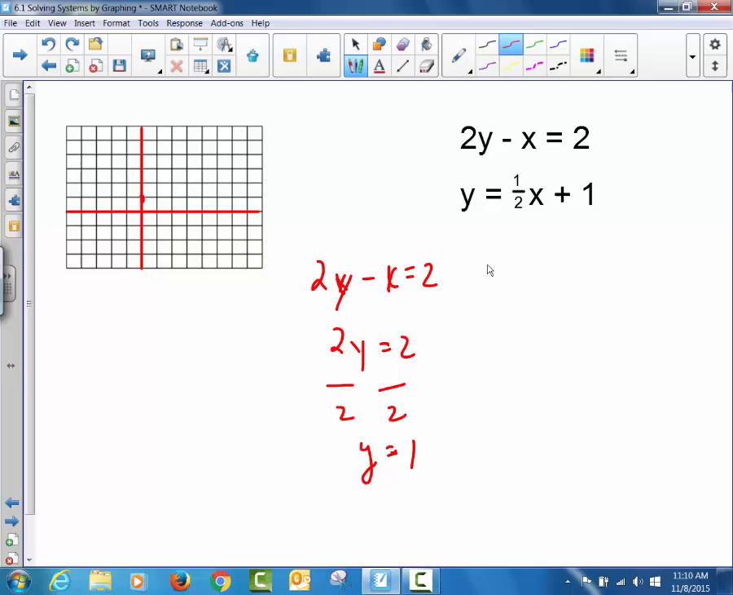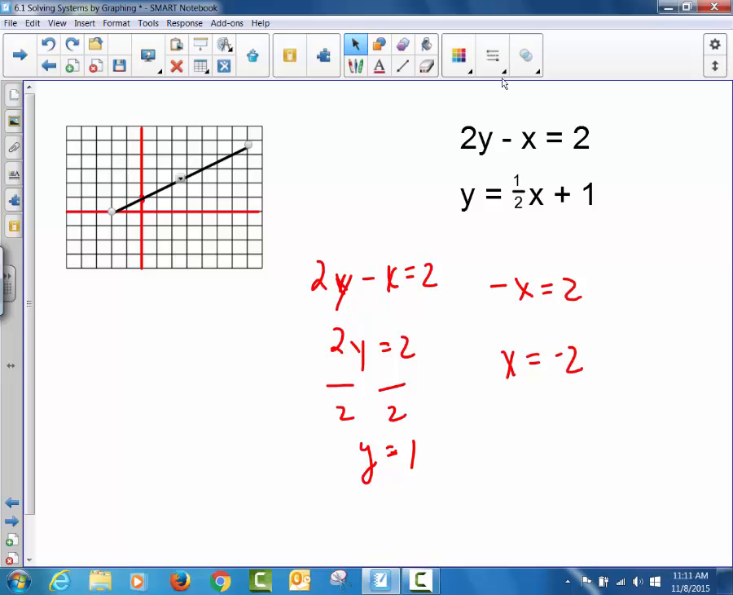Then we do the same thing to find the x-intercept. To find the x-intercept, we're going to let y equal 0. That means this goes away, and we're left with negative x equals 2. So we divide both sides by negative 1, and that gives us x equals negative 2. So we come over here to x equals negative 2, and we put our dot. Then we draw our line, like so. And let's see, okay, we've got to put our arrows on there. And 1, 2, we're good to go.